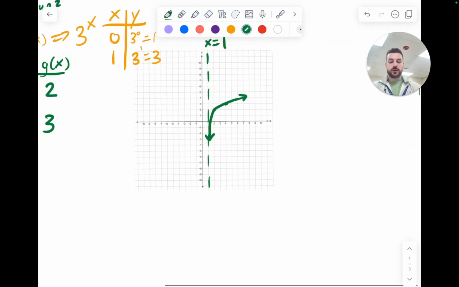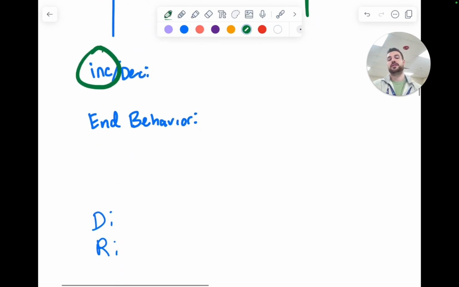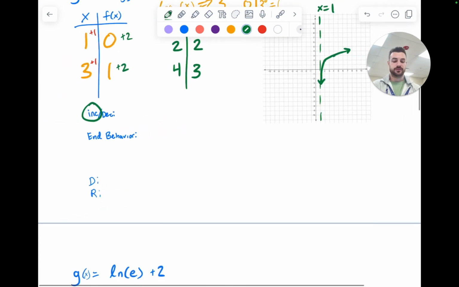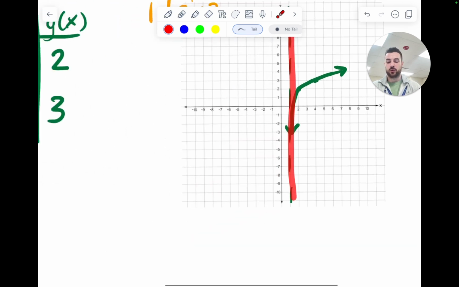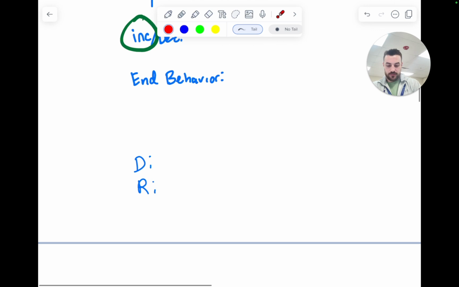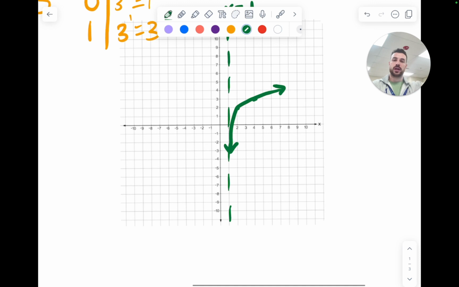If we take a look at increasing and decreasing, again, read it from left to right. We're going up, so that means we will be increasing. And we're increasing the entire time, so it's going to be for our entire domain. So let's figure out what our domain is going to be. Now looking at that graph, the furthest to the left we go is this asymptote. So that's going to be 1.